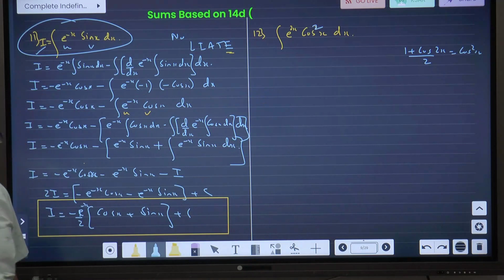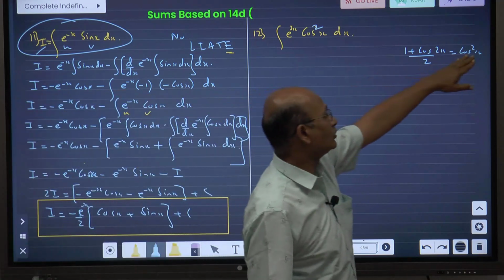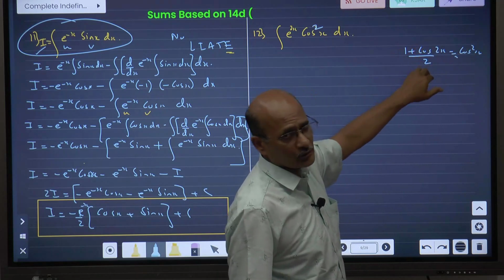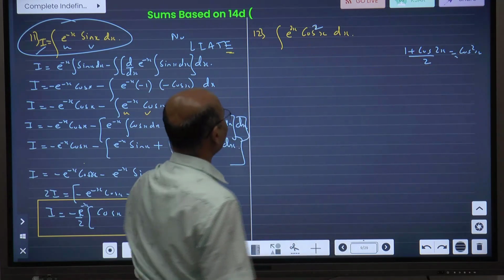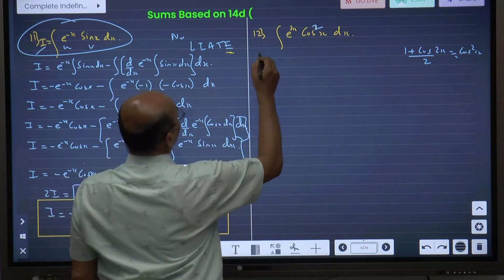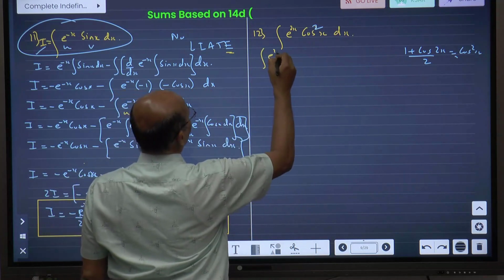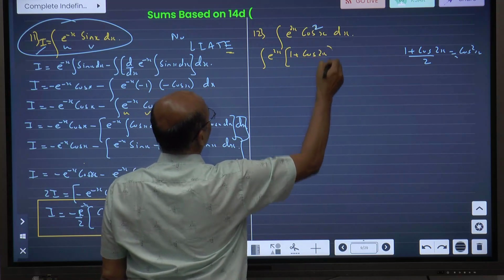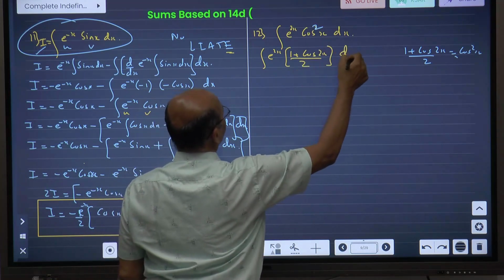If you remember the formula, 1 plus cos 2x is 2 cos square x. So I brought this 2 down. So cos square x is (1 plus cos 2x) upon 2. Because here it can be a little bit easier for me to handle. Now look at this: e raised to 2x times (1 plus cos 2x) upon 2 dx.